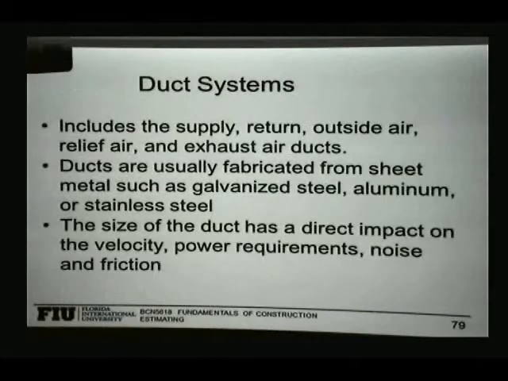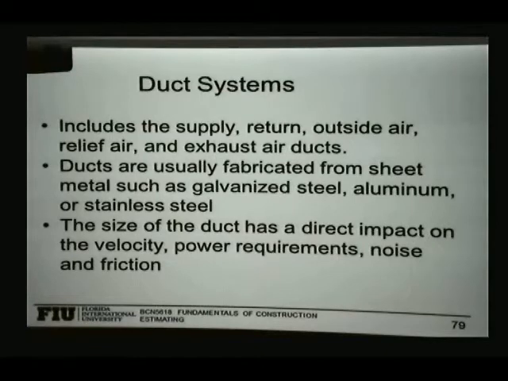What else? The trick with the duct systems is that they're usually fabricated from steel. You have galvanized steel, or you have aluminum, or sometimes in special applications you may have stainless steel. So what people do is they fold these sheets into shape, they close it, and then they install it. So one way to do the estimate is by calculating how much steel you need by weight.